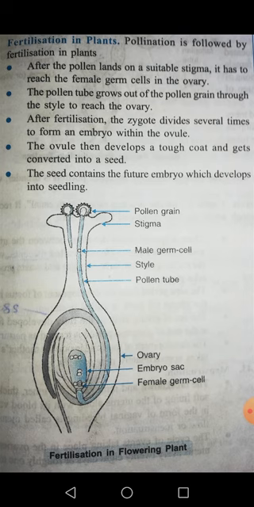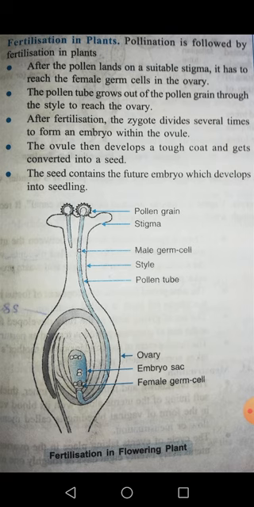In angiospermic plants, the fertilization which occurs is called double fertilization. Today I will tell you why it is called double fertilization, step by step. Pollination is followed by fertilization, and fertilization is the fusion of male and female gametes. Now what are male gametes? Pollen grain contains male gametes, and the ovule inside the ovary contains the female gamete.